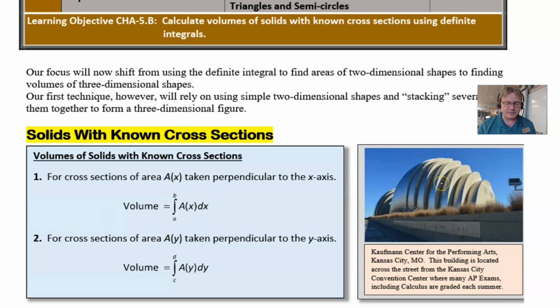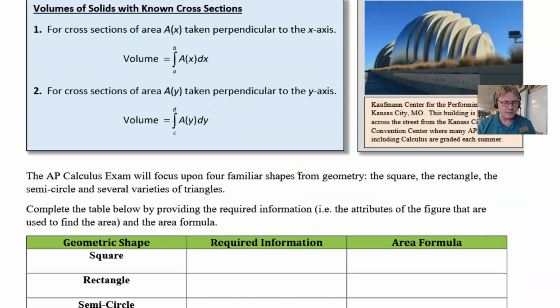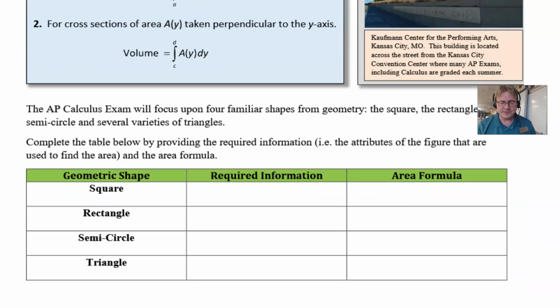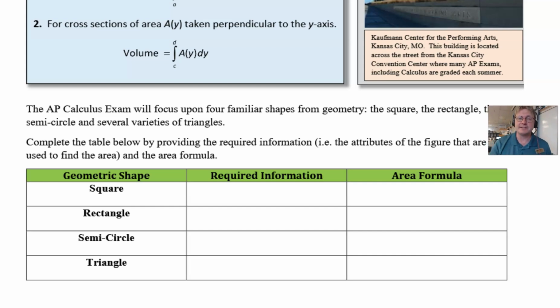My picture there is a picture of the Kauffman Center for the Performing Arts in Kansas City. Kind of looks like a little structure that's built upon cross sections. But the ironic thing is that particular calculus looking building is right across the street from the Kansas City Convention Center, which in most years, normal years, is where the AP Calculus exam free response questions are graded.